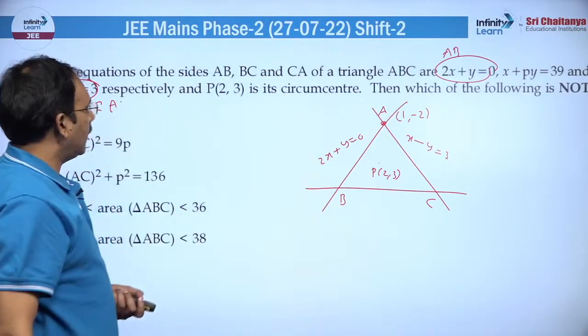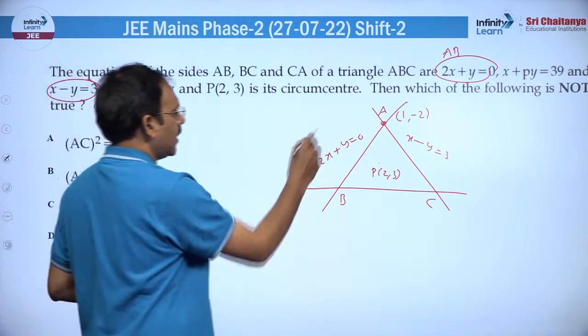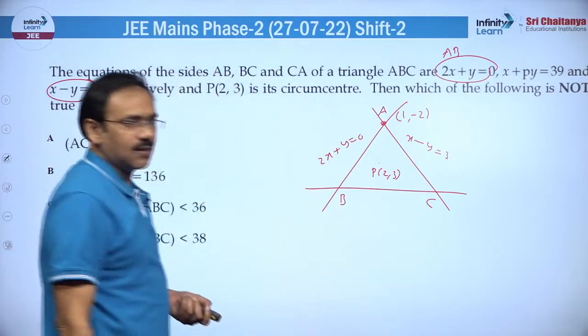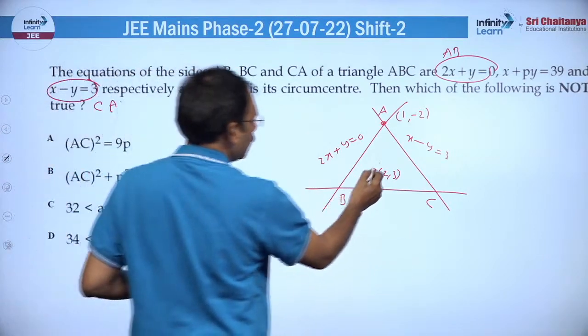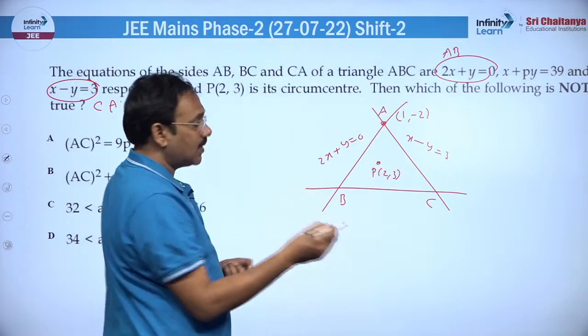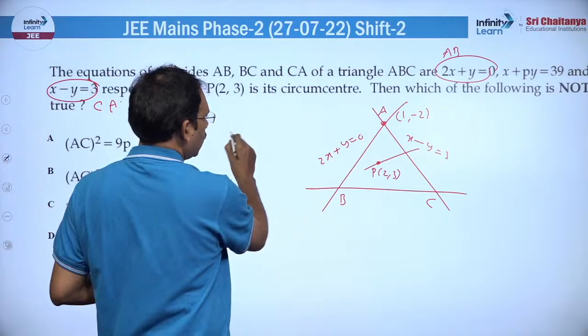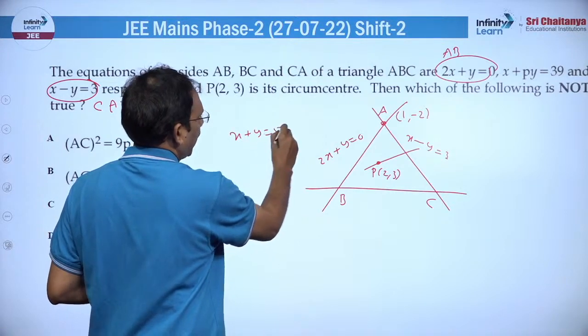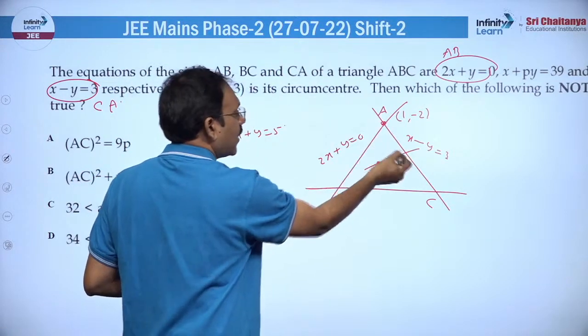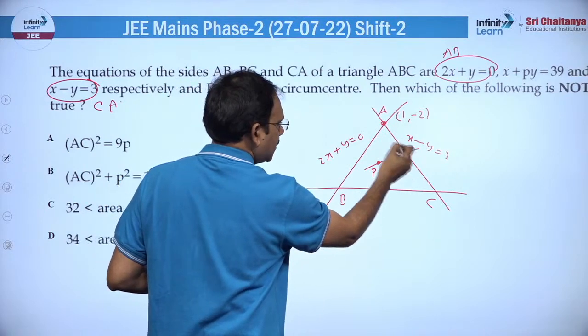So AB, CA common is this point A, suppose BC are here. Now, dear friends, what you can do is take a line perpendicular to this passing through (2, 3), which is going to be x + y = 5. Find the image of A about this line, because it is the circumcenter.